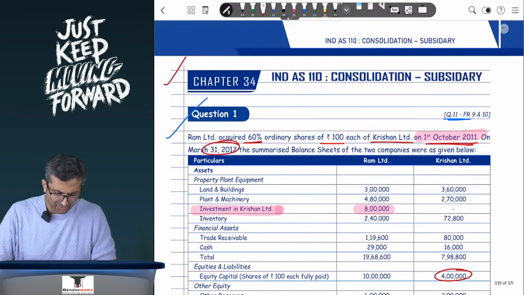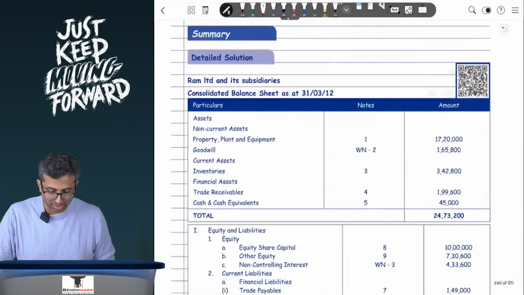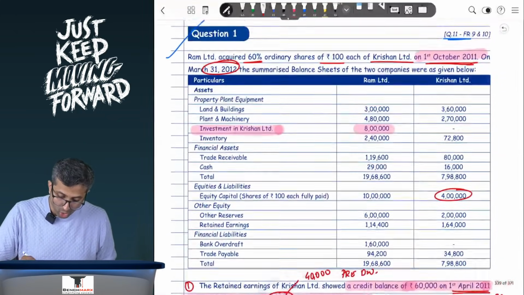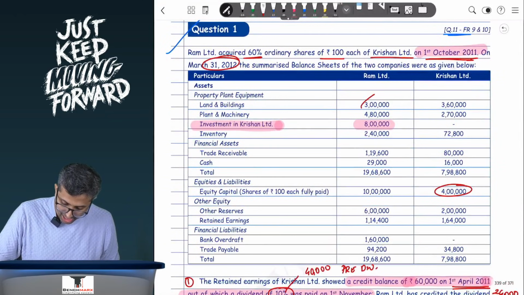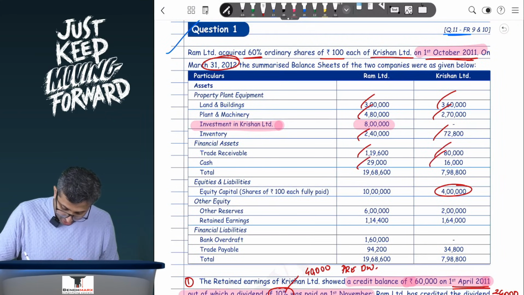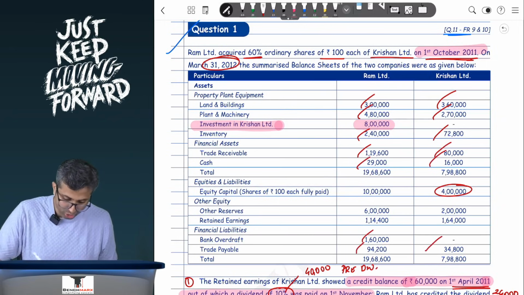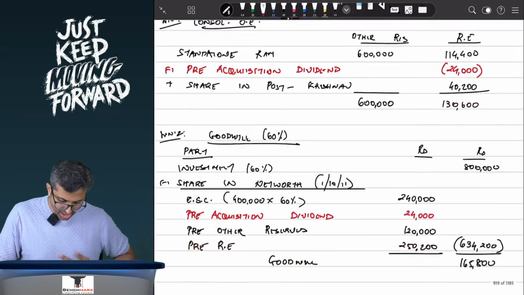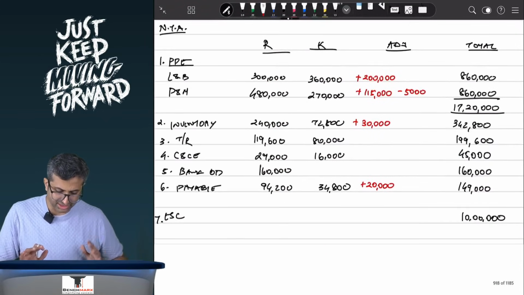So over here, first of all, what we will try to do is prepare this blank Schedule 3 format of balance sheet. After that, we will write all the assets and liabilities: land, plant, inventory. You will not write the investments, trade receivables, cash. You will not even write the share capital, the reserves, bank overdraft and trade payables. So you will write down all the assets and liabilities, if I'm not wrong, something like this. Over here, all the assets and liabilities will be written.